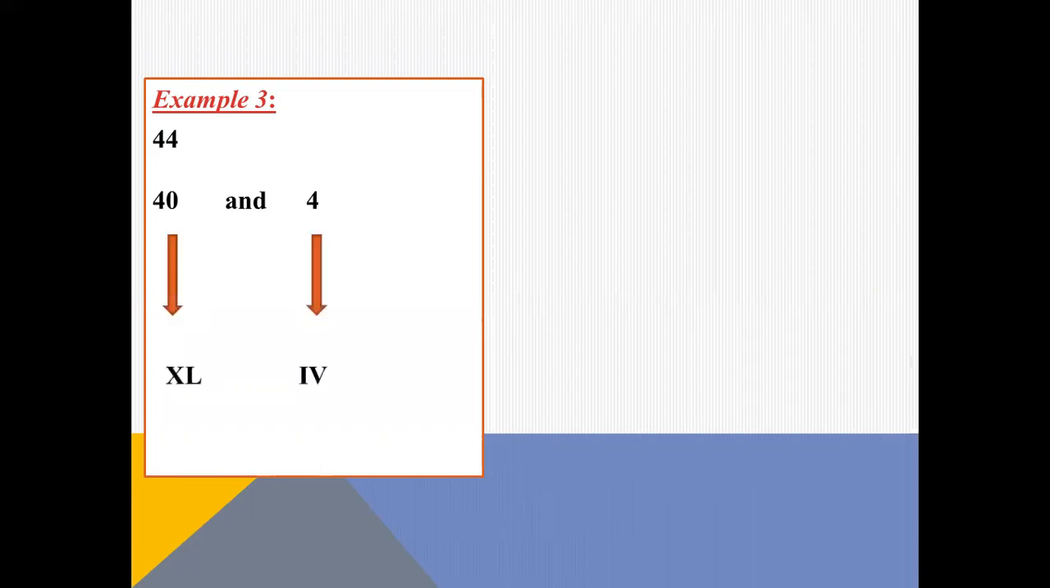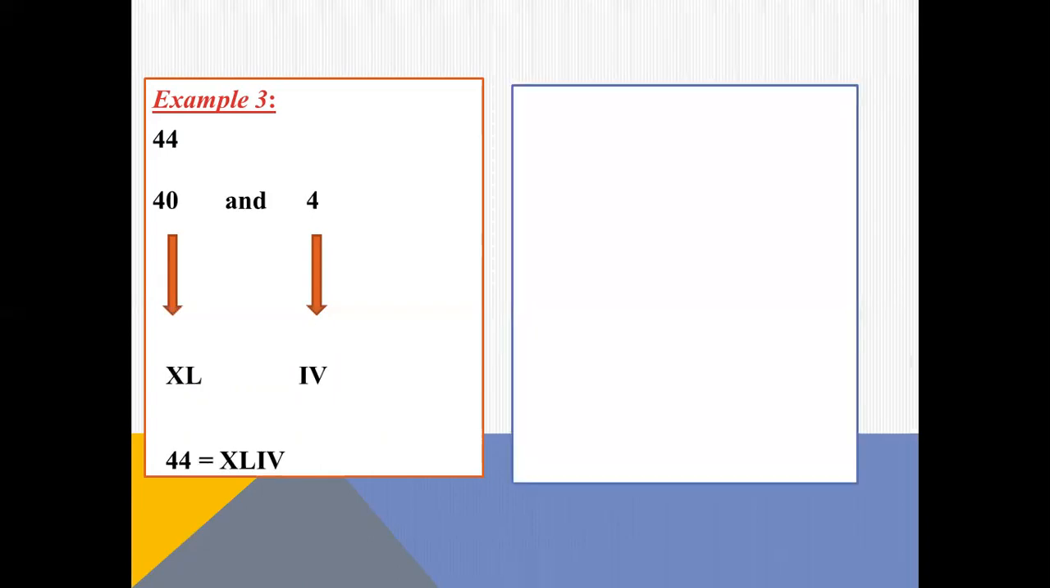Let us look at example 3. Look at number 44. We need 40 and 4 to write 44. So we write 40 as XL, L means 50 and X means 10. So 50 minus 10 is 40. And we write 4 as IV. Therefore, 44 is written as XLIV.